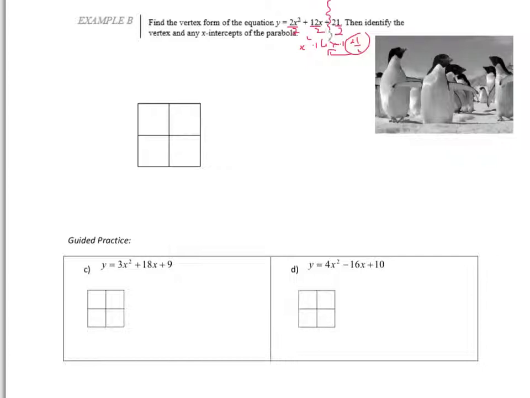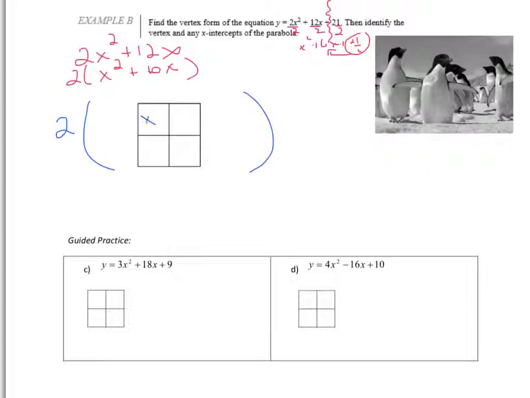So we're going to put a little line right here. And I'm going to put 2x squared plus 12x. And then I'm going to factor out a 2. So 2 times x squared plus 6x. And then that's what I'm going to put into my sneaky square here. So I have a 2 outside. I know that the x squared goes here.